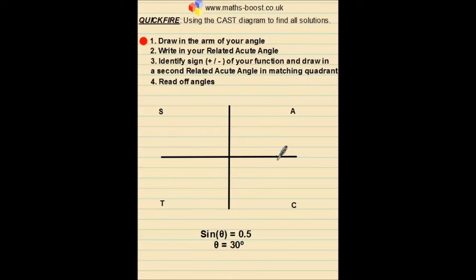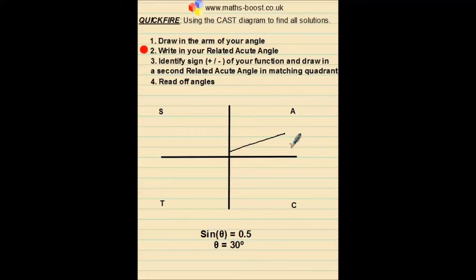Step 1. Starting from the positive x-axis, move counterclockwise for positive angles, clockwise for negative angles. Put the arm of your angle in roughly the correct position. In this case we have theta equals plus 30 degrees, so we'll move counterclockwise and draw the arm in roughly here.